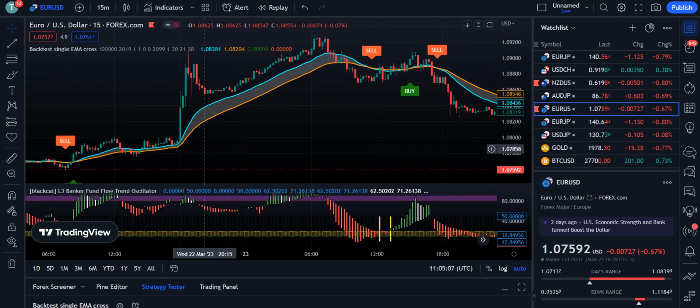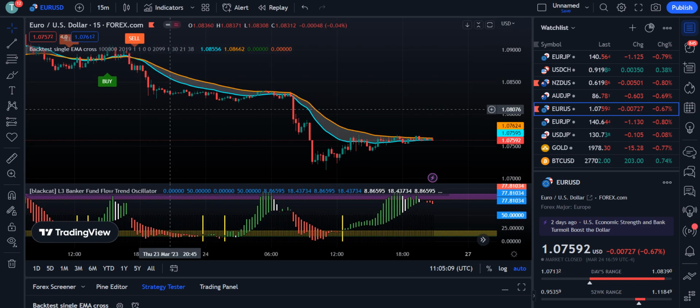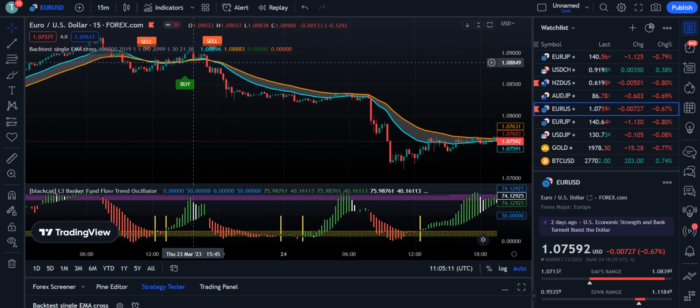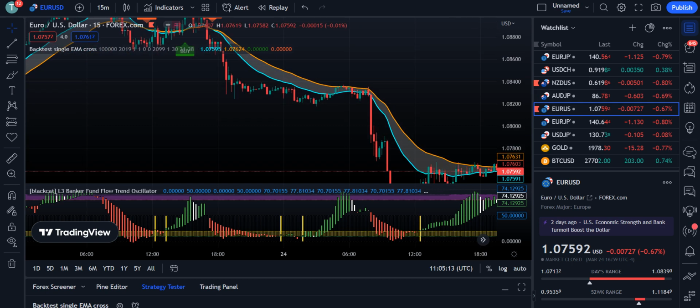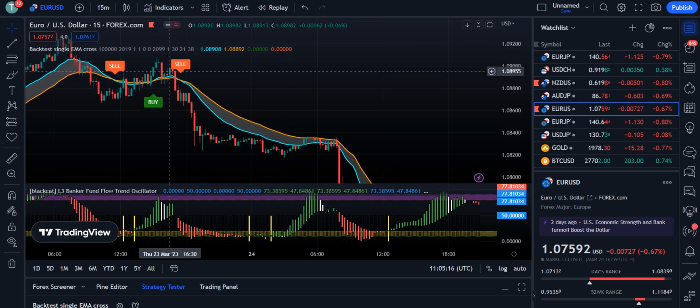Okay, now I will be telling you how to work on this whenever you see that you have got the buy signal or the sell signal. Let's say we have got the sell signal by the backtest single EMA crossover, and this has given us the sell signal for the short trade.